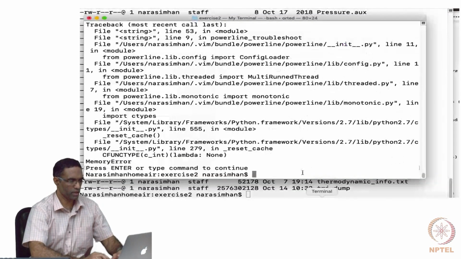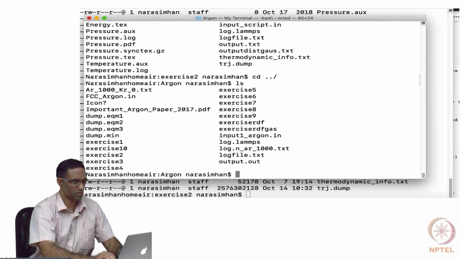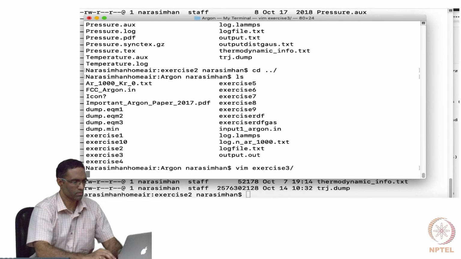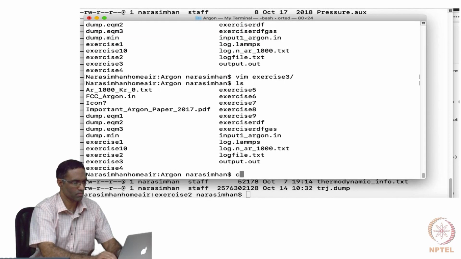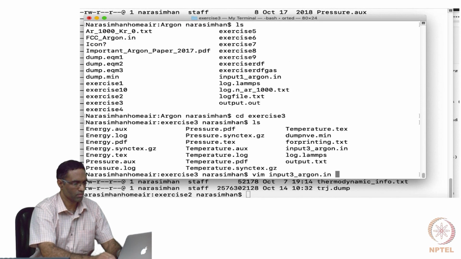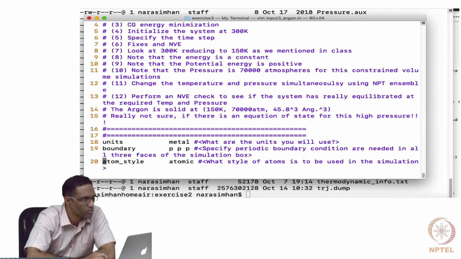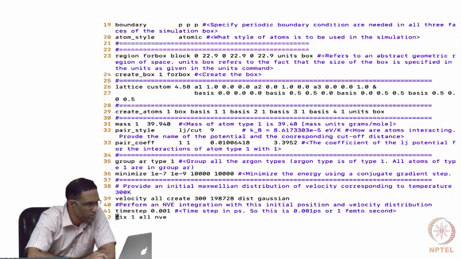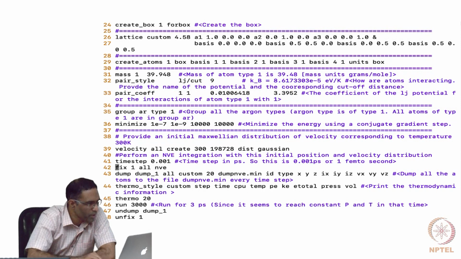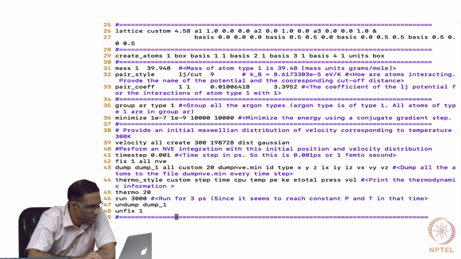Let me open that. In this case, almost everything is the same. I provide an initial velocity, and I print out some information here.